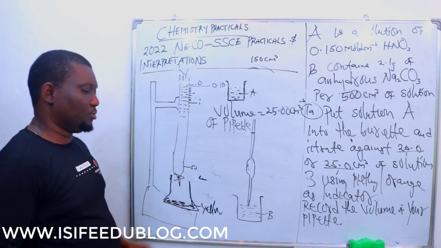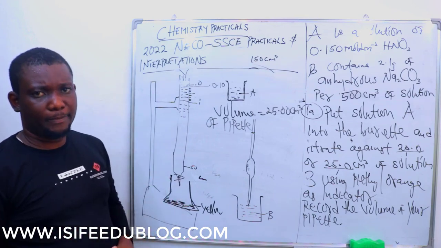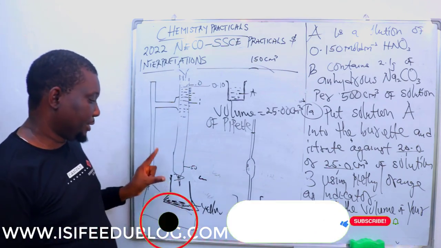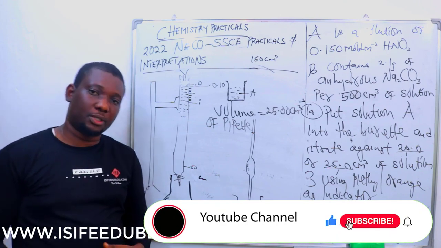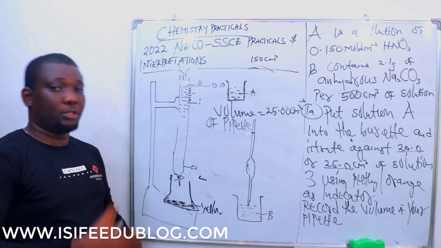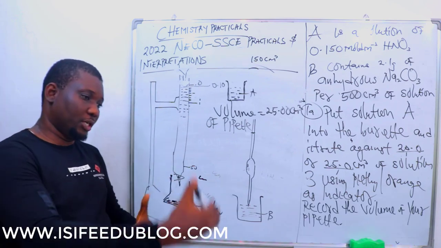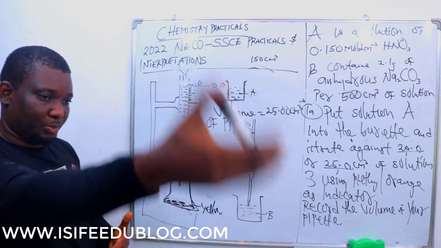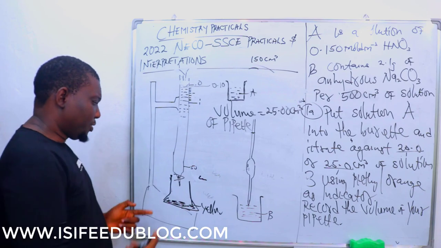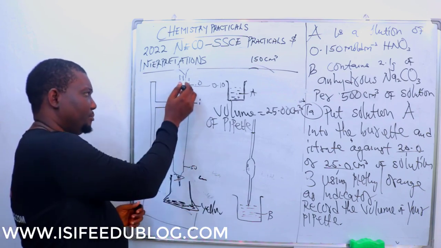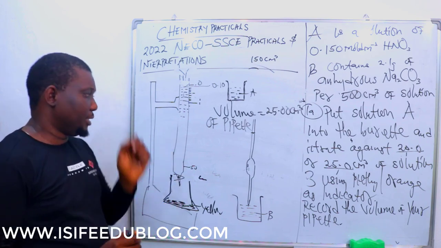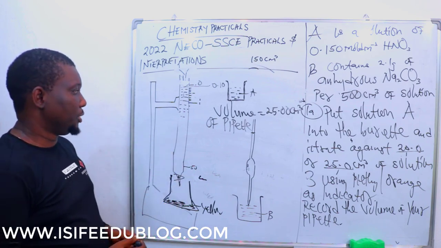Now you're ready to carry out your first experiment, which is going to be your trial or rough titration. Always ensure you do a rough titer. Use the rough titer to monitor the success of the other experiments, to control the first experiment, second experiment, and third experiment as the case may be. So you start titrating, and gradually the volume is decreasing until the color changes.